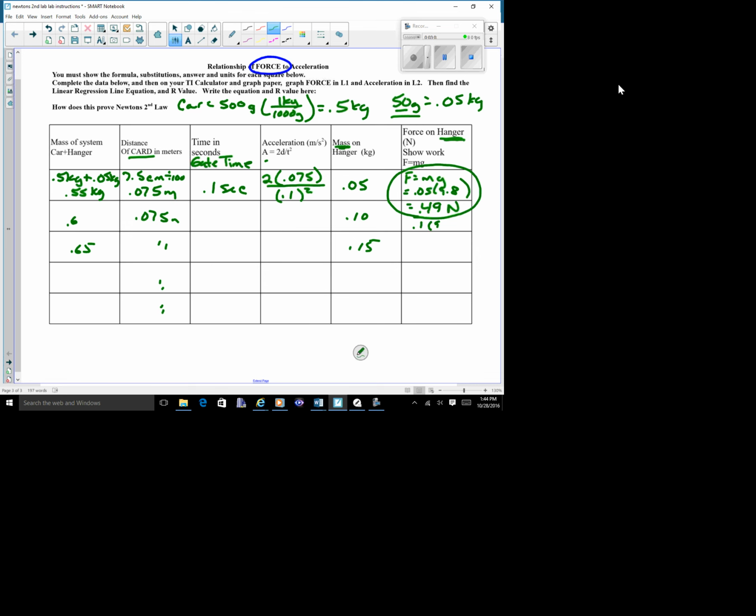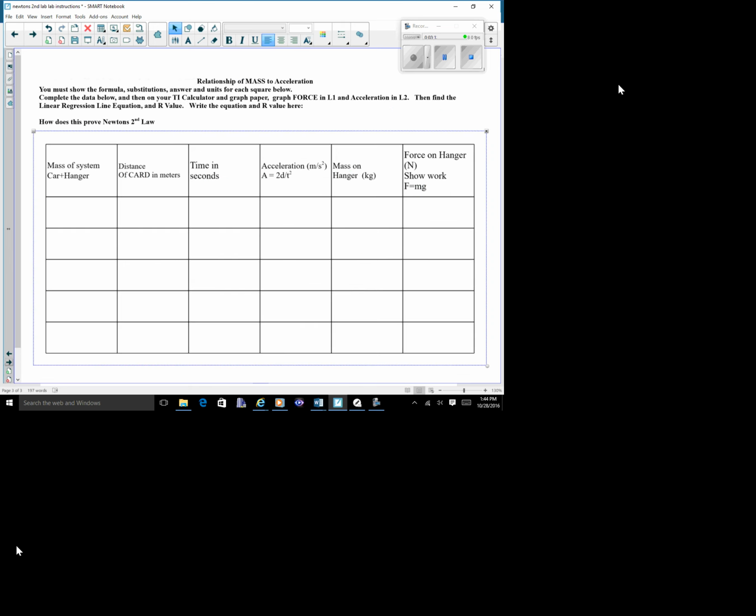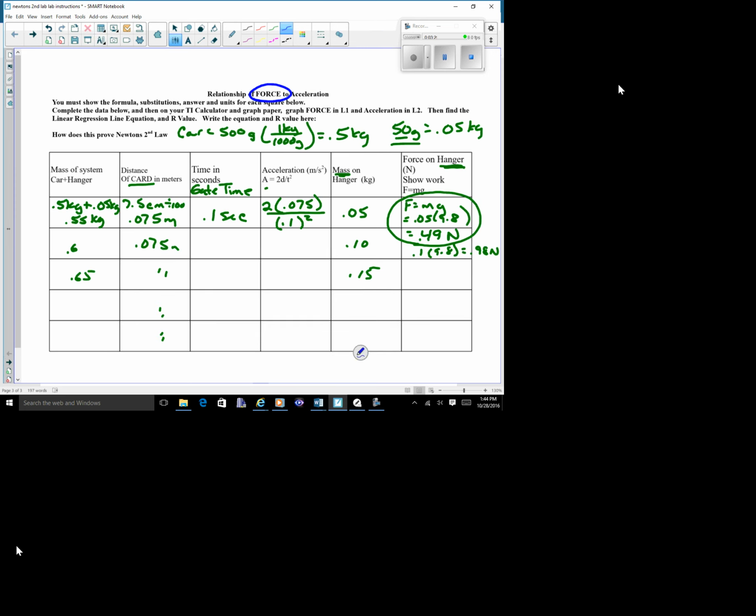Now, if you flip the paper over, now you've got this chart, and the only difference in this chart is the fact that this one says the relationship of mass to acceleration. So now you're changing the number of cars. So I started off with 1 car, and then 2 cars, and then 3 cars. Well, the same thing that was over here, you had 1 car of 0.5 and 1 weight hanger of 0.05. You're going to have that same mass right here of 0.55 kilograms.